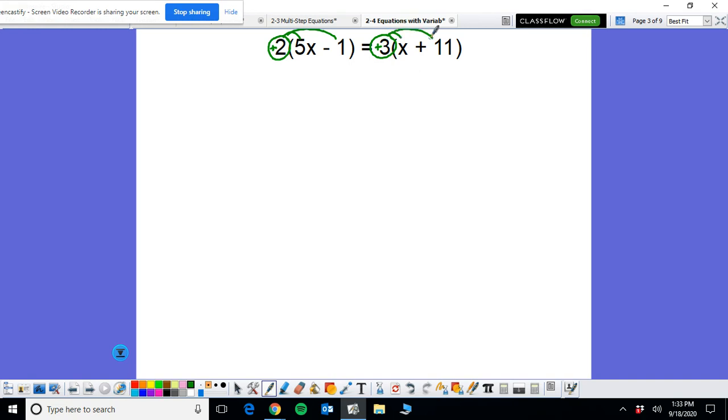And remember, this shows all of our work. It makes very good sense if we do this so we see what we're doing. We are multiplying when we distribute. Here we go. 2 times 5x is 10x. 2 times negative 1 is negative 2. So I've got 10x minus 2 equals 3 times x is 3x. 3 times 11 is plus 33.